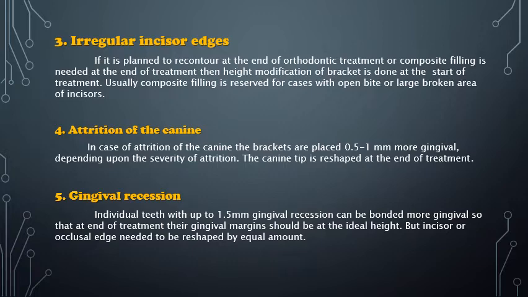Attrition of the canine. In case of attrition of the canine, the brackets are placed 0.5 to 1 mm more gingival depending upon the severity of attrition. The canine tip is reshaped at the end of treatment. Gingival recession. Individual teeth with up to 1.5 mm gingival recession can be bonded more gingival so that at the end of the treatment the gingival margin should be at the ideal height, but incisal or occlusal edge needs to be reshaped by equal amounts.